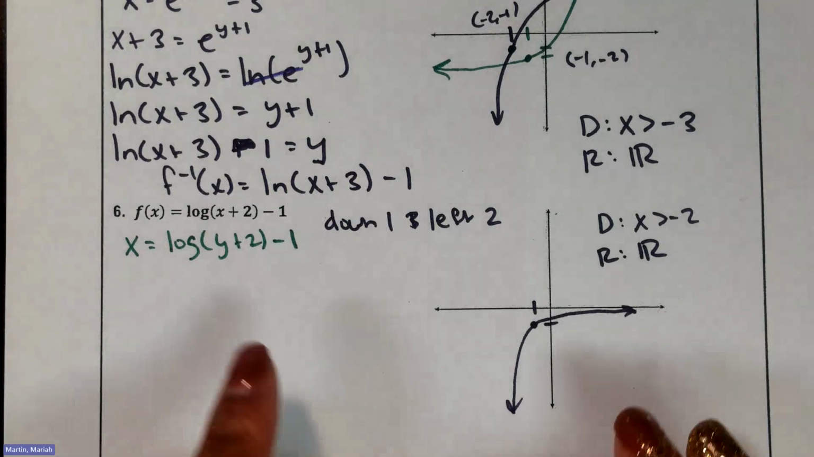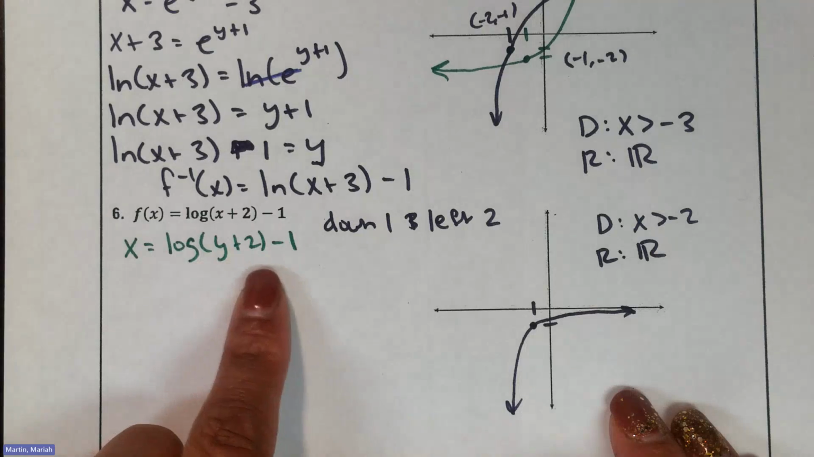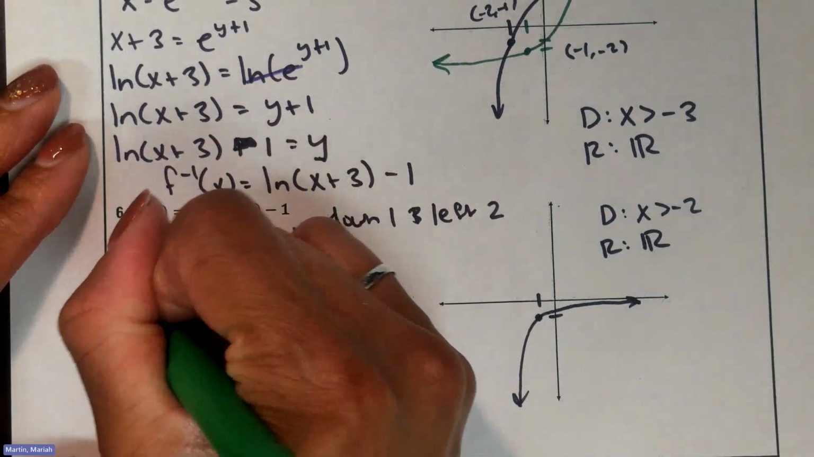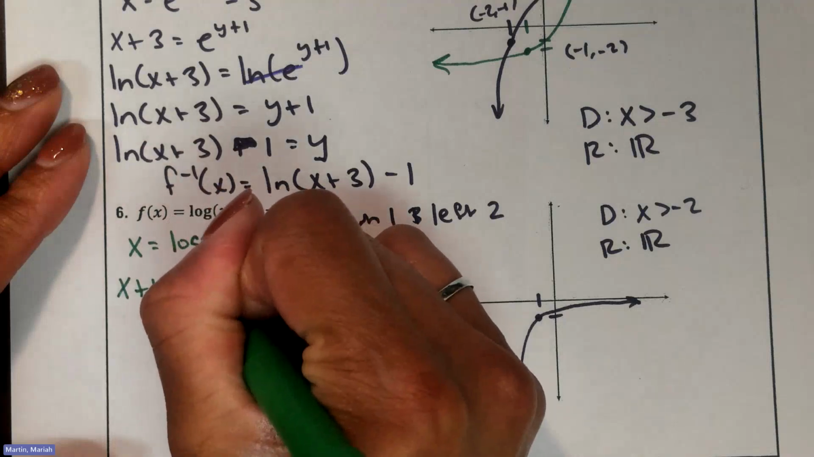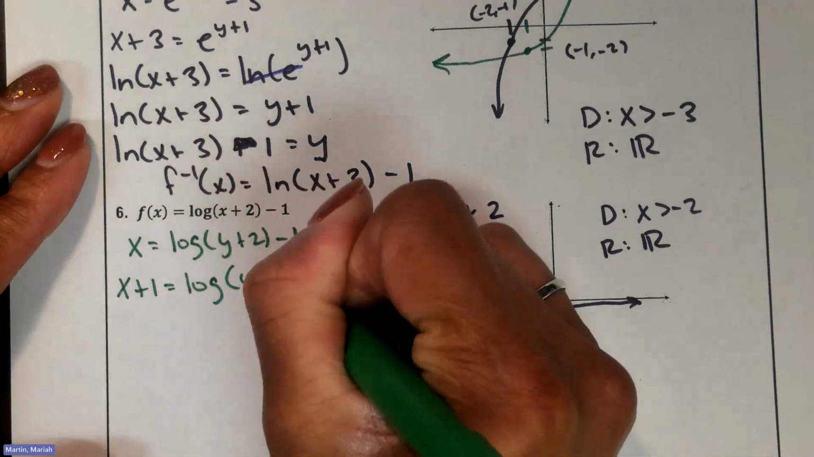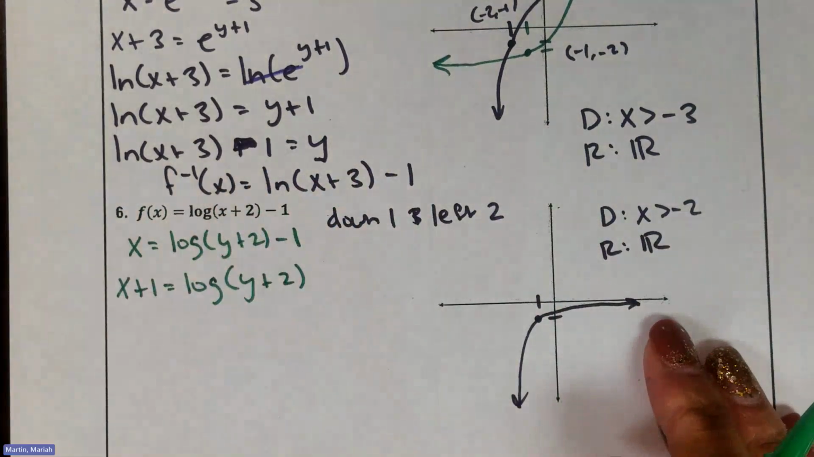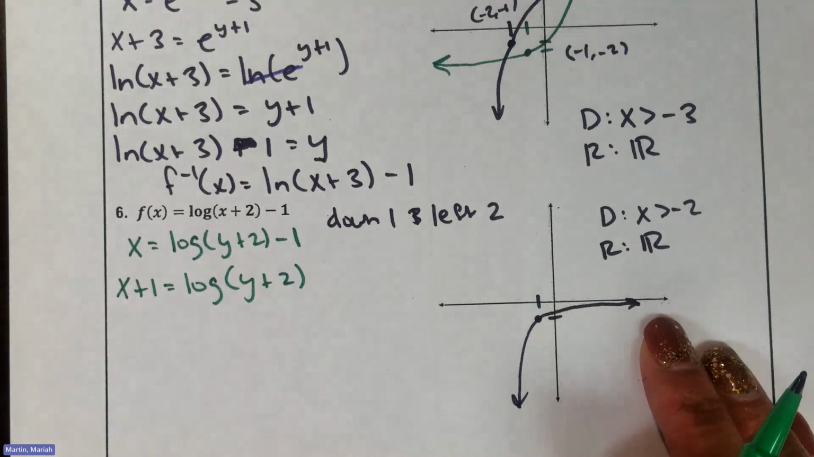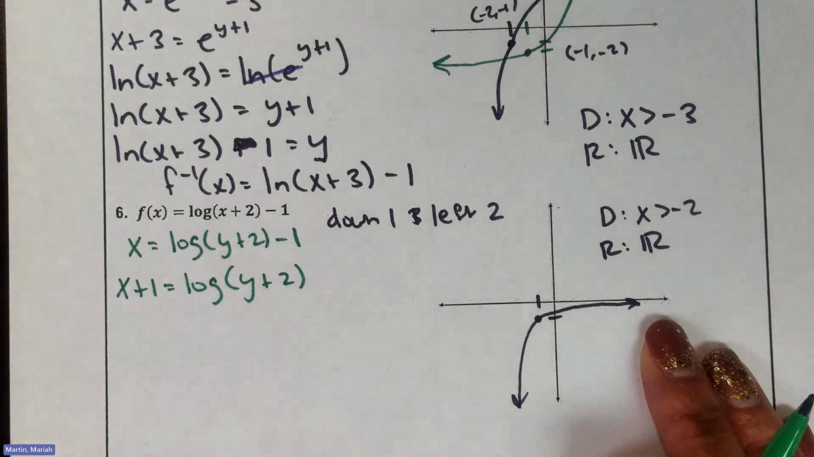So once we do that, we're trying to get log(y + 2) by itself, so I know I need to move -1 to the other side, and I'm going to add it since I'm crossing that equal sign. Okay, now we have log(y + 2) on one side and x + 1 on the other. So we're going to take the inverse of both sides. That's literally what this means. We're not solving it, we're just taking the inverse of it.